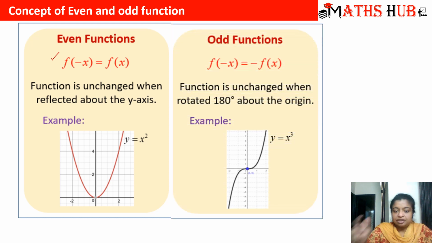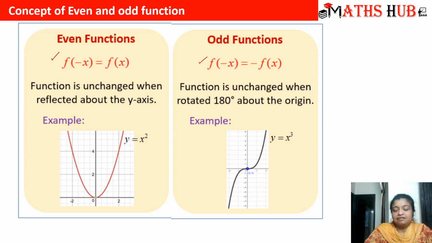Now, what is an odd function? When on substituting x with minus x, we get the negative of the function back, that means f of minus x is equal to minus f of x, then we declare that function to be odd, right? Graphically, we say that the function is symmetrical about the origin. That means the function is unchanged when it is rotated 180 degrees about the origin, right?